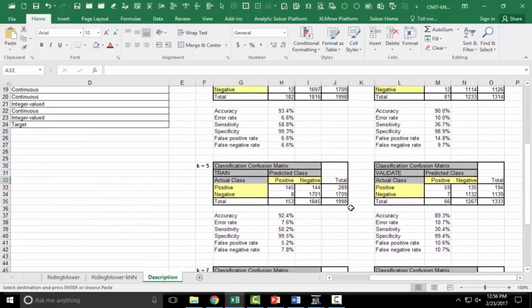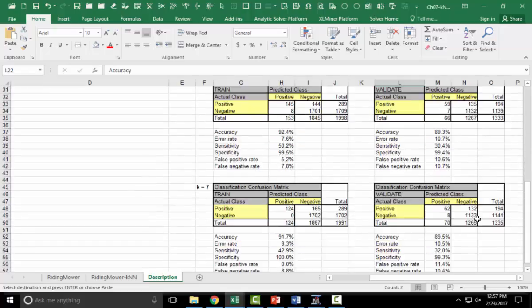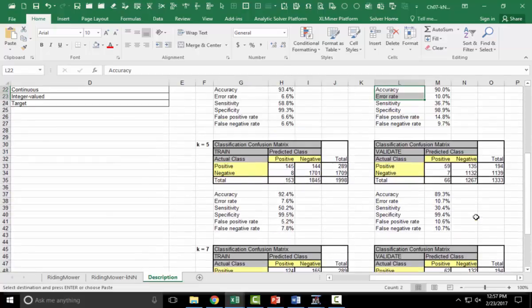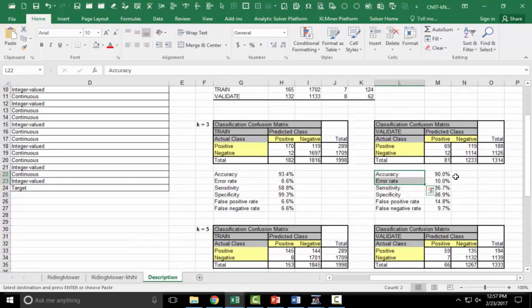So if validation set accuracy is your important measure, or minimizing misclassification, these two are the same thing. One is looking at it from the positive side, the other from the negative side. If that's your criterion, then k equal to 3 is better than k equal to 5, and that's better than 7 as well. So k equal to 3 will be your choice between these three alternative values for k.